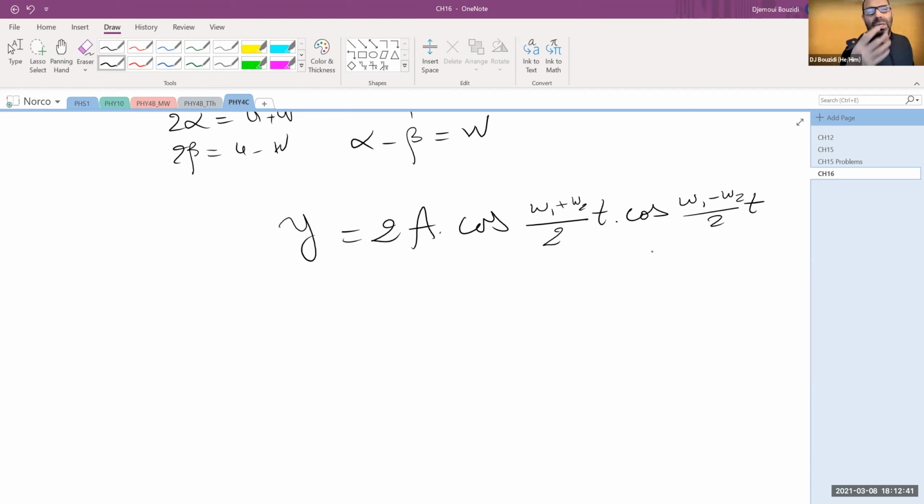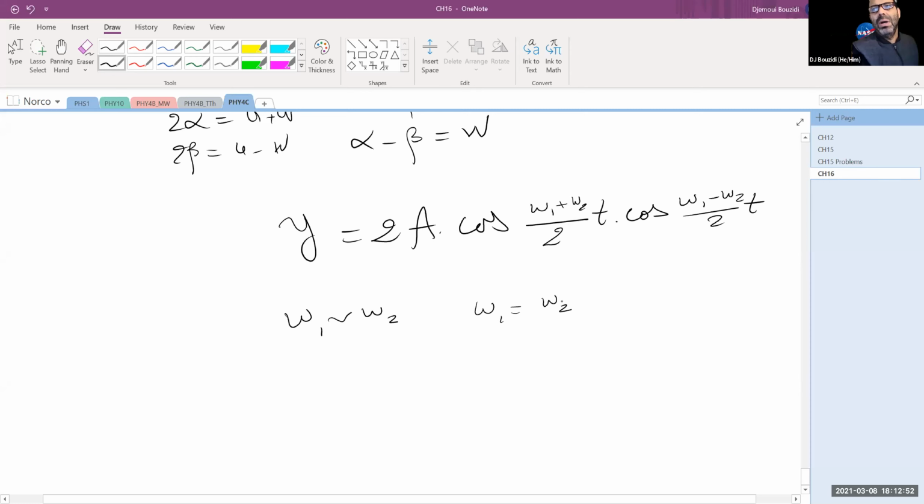Now this is all well and done if omega 1 is different from omega 2, but what if omega 1 is very close to omega 2 but not equal to it? In other words, omega 1 is equal to omega 2 plus some delta omega. Okay, a small difference.